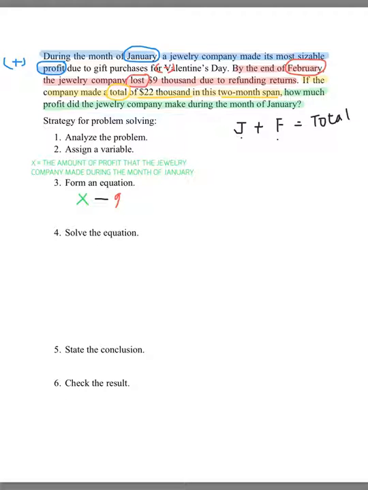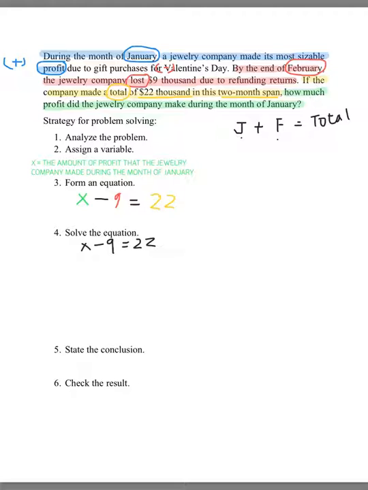And then this is going to be equal to the total, which was 22,000 over the 2-month span. And again, we're just working with the numbers 9 and 22, and we'll worry about the thousand and dollars later. So it's going to be our equation. So now we're going to want to go ahead and solve it. So we'll start off by bringing it down. x minus 9 is equal to 22.